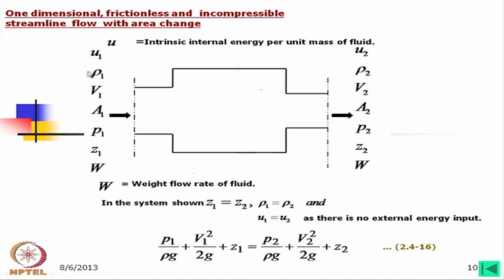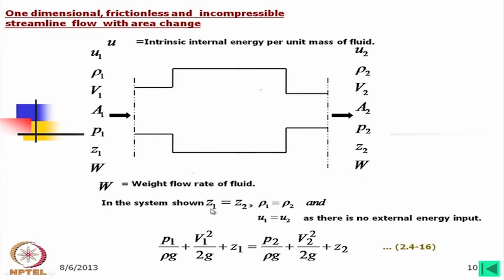Now, this one again has a density rho 1, velocity v 1, pressure p 1, and z 1 is the height of this fluid from a datum line, and w is the weight flow rate of fluid. On the outlet side also we consider u 2, rho 2, v 2, A 2, p 2, z 2 and w.